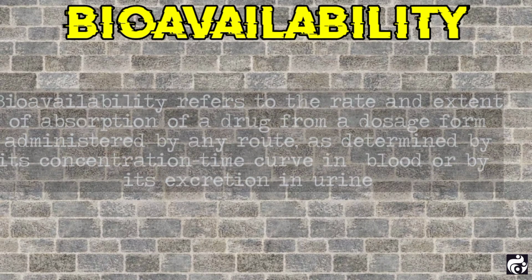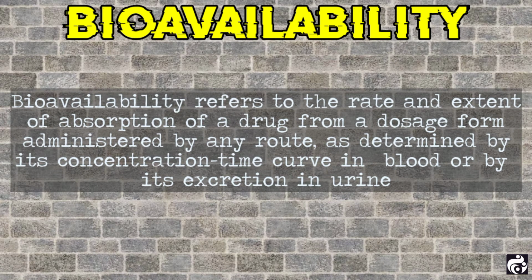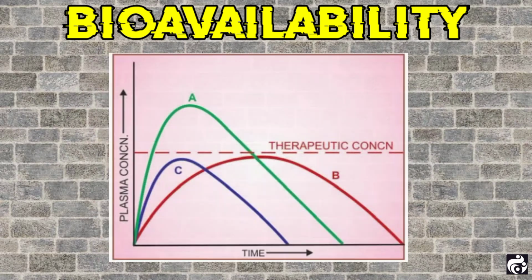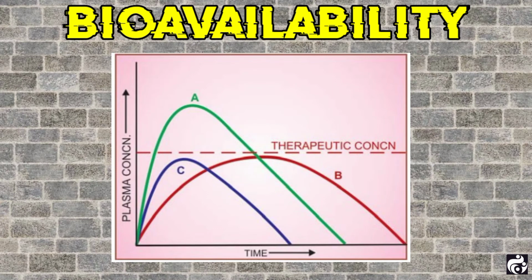Now, let's move towards bioavailability. Bioavailability refers to the rate and extent of absorption of a drug from a dosage form administered by any route, as determined by its concentration time curve in blood or by its excretion in the urine. This is the plasma concentration time curve.